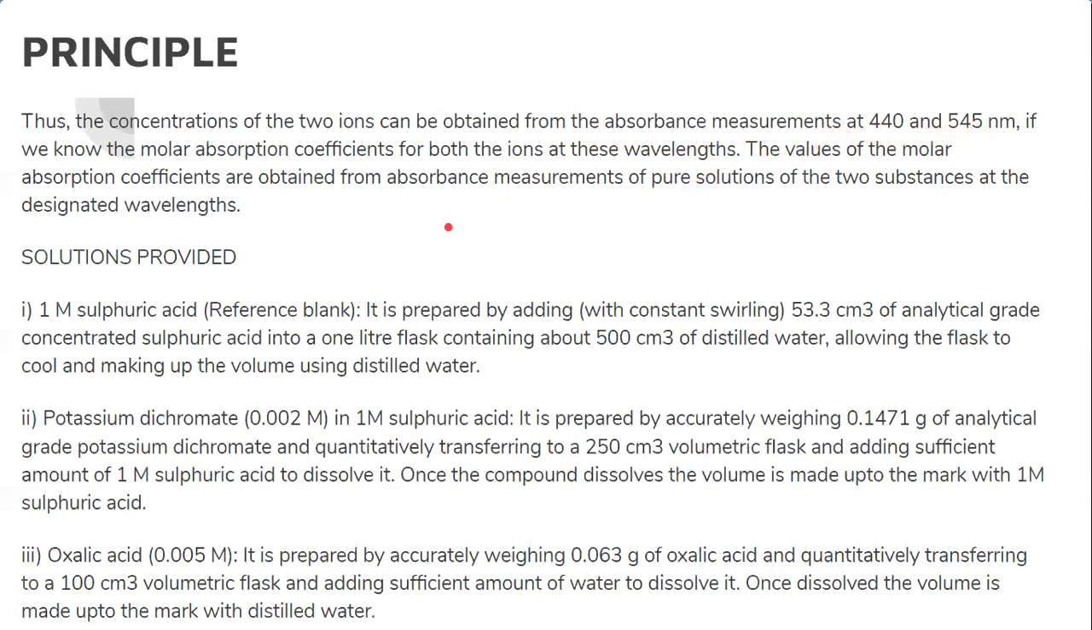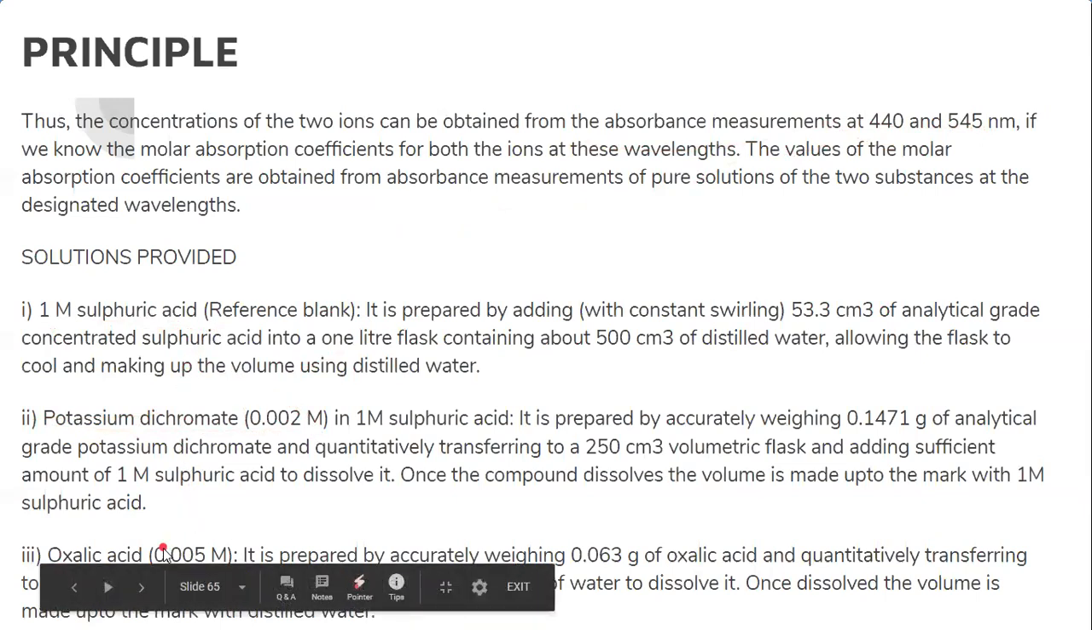So what solutions do we require, and what are the stock solutions? 0.1 M sulfuric acid solution and potassium dichromate. Why should we use sulfuric acid and oxalic acid? Generally, oxalic acid is a primary standard solution and potassium dichromate is a secondary standard solution. By standardizing the potassium dichromate solution with oxalic acid, we can identify the concentration of the potassium dichromate solution. For that purpose we use oxalic acid.